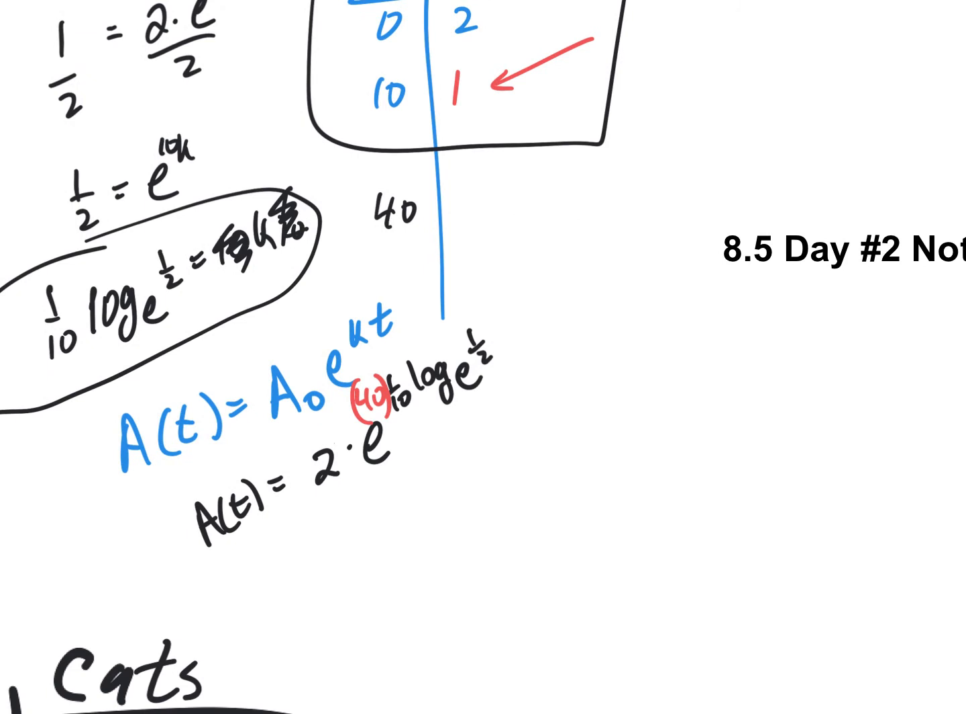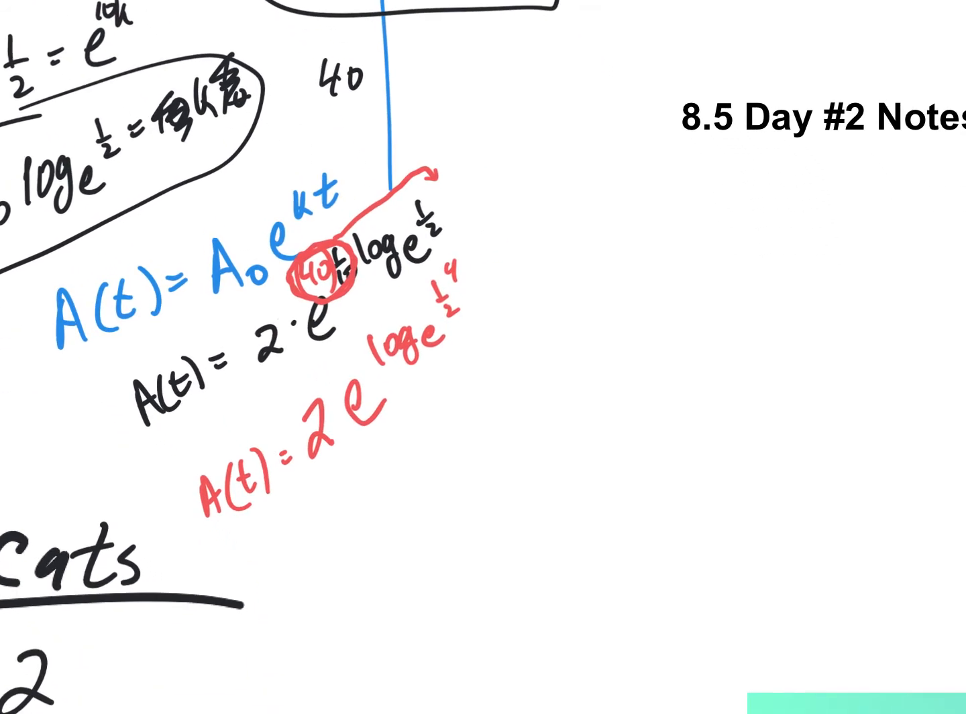Now, did anybody else catch that this just works out to 4, which can then be put up as a power on the 1/2? So now I got 2e to the log base e of 1/2 to the 4th. And if you're good at simplifying these, then you got A of t, and all of this simplifies down to 1/2 to the 4th.